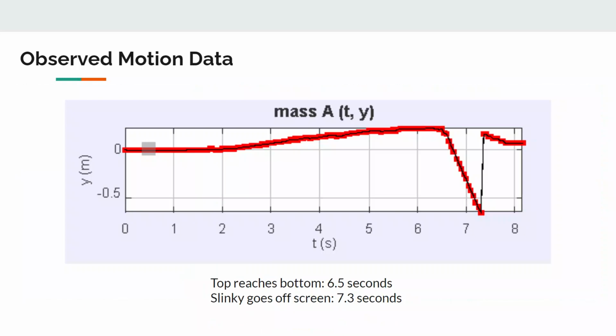When we track the bottom of the slinky, we get this graph, where the top hits the bottom of the slinky at 6.5 seconds, and then the slinky goes off screen at 7.3 seconds where it jumps up, meaning that the rest of the data is irrelevant.